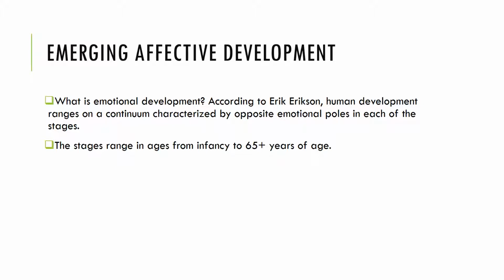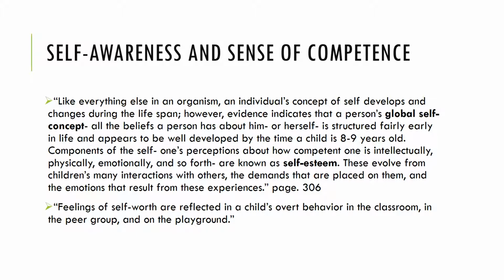Next, we have self-awareness and sense of competence. Like everything else in an organism, an individual's concept of self develops and changes during the lifespan. However, evidence indicates that a person's global self-concept, all the beliefs a person has about him or herself, is structured fairly early in life and appears to be well developed by the time a child is 8 or 9 years old. Components of the self, one's perceptions about how competent one is intellectually, physically, emotionally, and so forth, are known as self-esteem. These evolve from children's many interactions with others and the demands that are placed on them and the emotions that result from these experiences. This came from page 306.